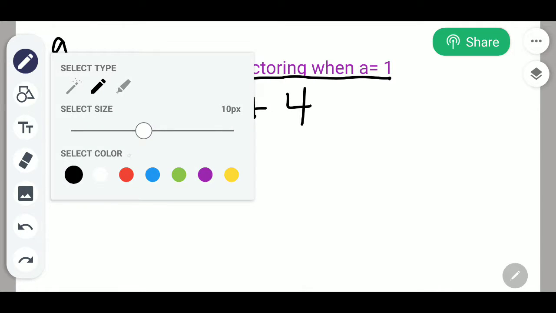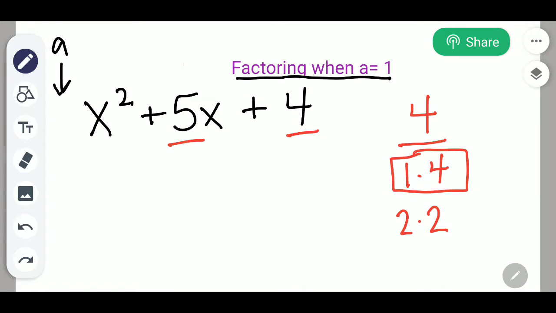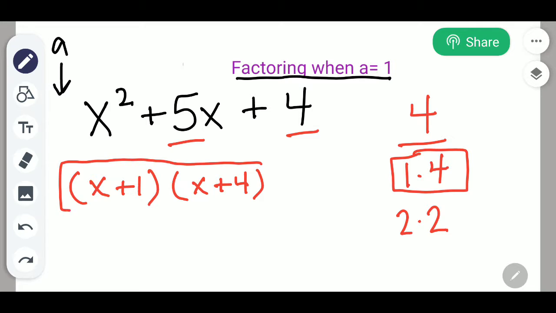So what we're going to do is take our C value, which is 4: what multiplies to make 4 and has a sum of 5? So 4 is 1 times 4 and 2 times 2. Which of these gives us a sum of 5? Well, 1 times 4 does, right? So you're just going to put your parentheses, x plus 1, x plus 4, and that is your final answer. Remember, we're just factoring here. We're not trying to solve to find out what x is equal to. We just want our straight factors.